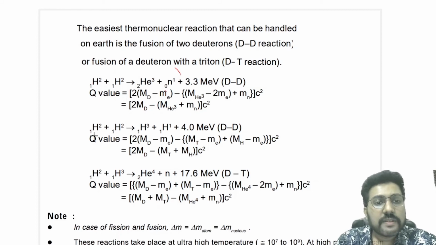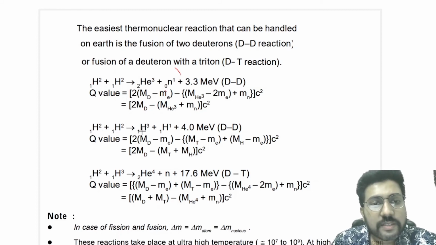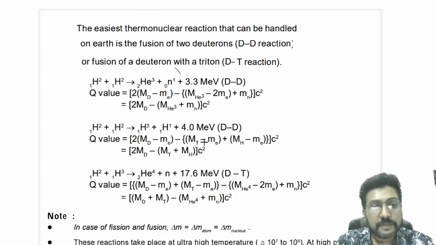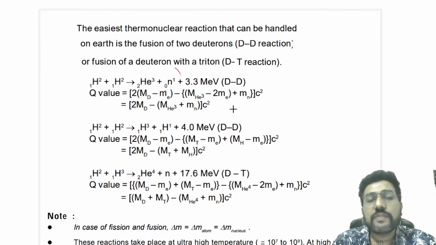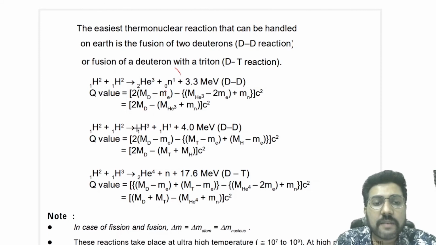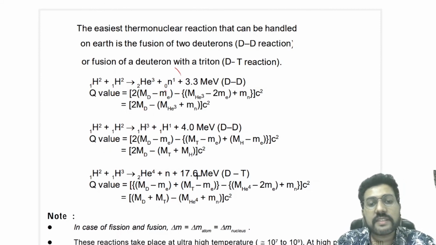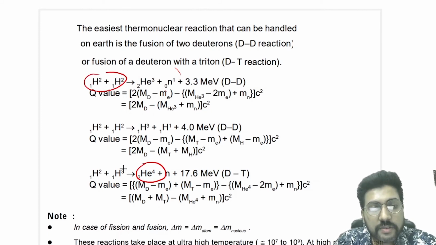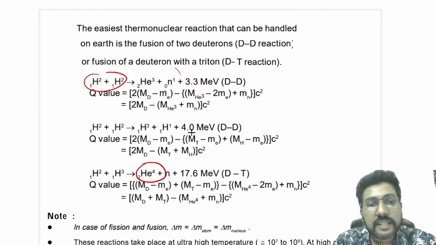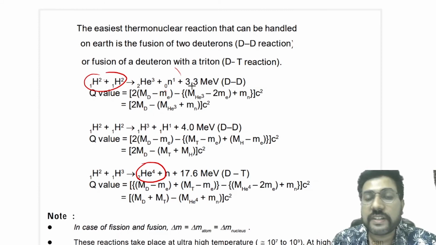Now 1H2 plus 1H2 again gives 1H3 plus 1H1, and in this case 4 mega electron volt of energy is released. So these are two types of reaction where two deuterium nuclei fuse to give, in one case 2He3 and in the other case 1H3. Then this 1H2 and 1H3 can again combine to give 2He4, and in this process 17.6 mega electron volt of energy is released. So from here to here, net how much energy is released? From here to here, net approximately 24 or 25 mega electron volt of energy is released.